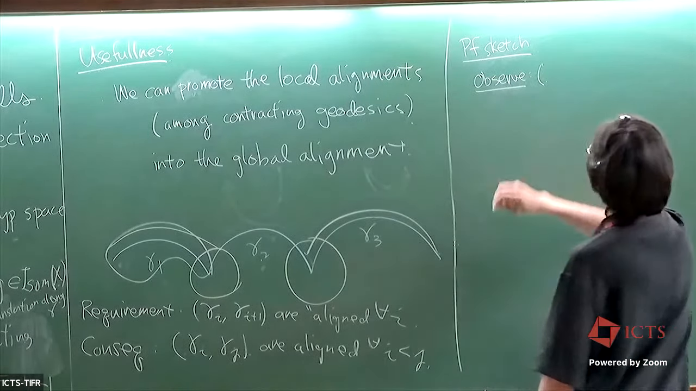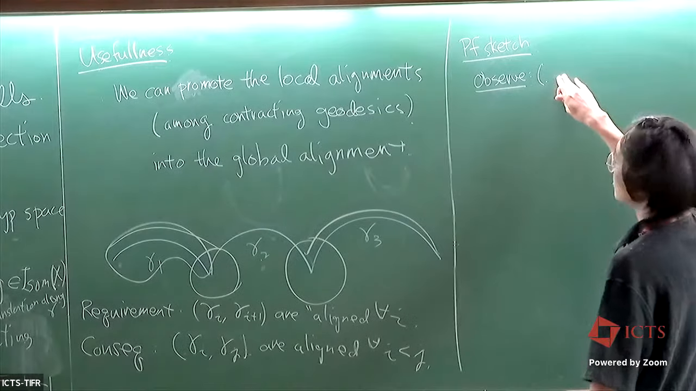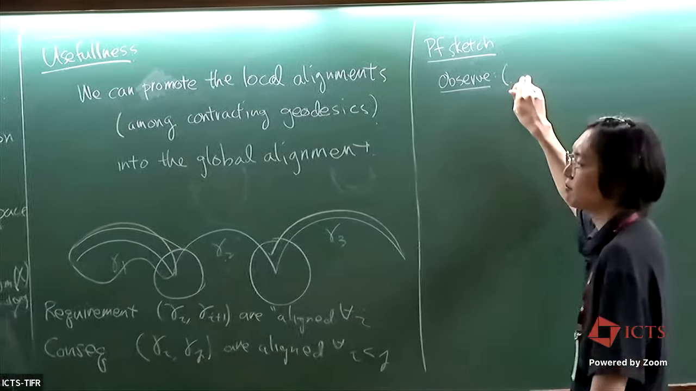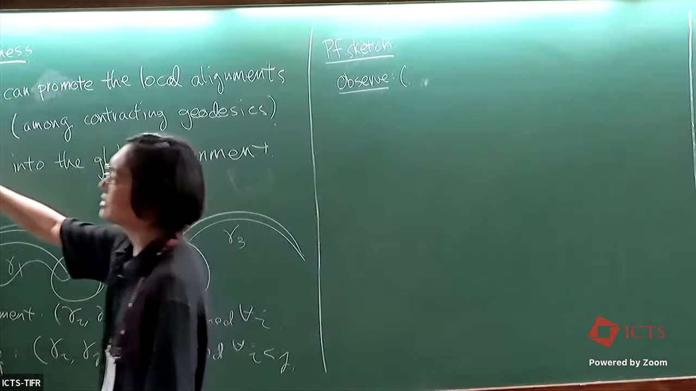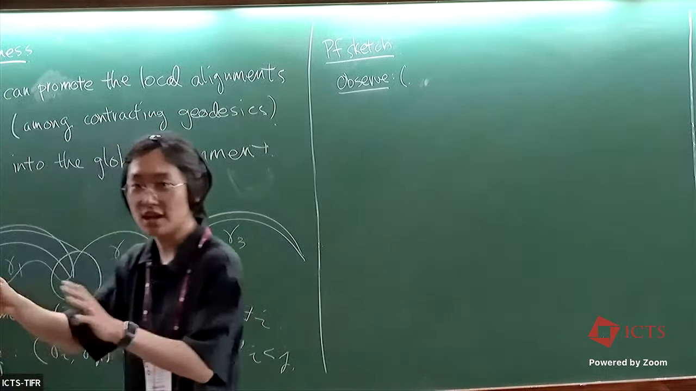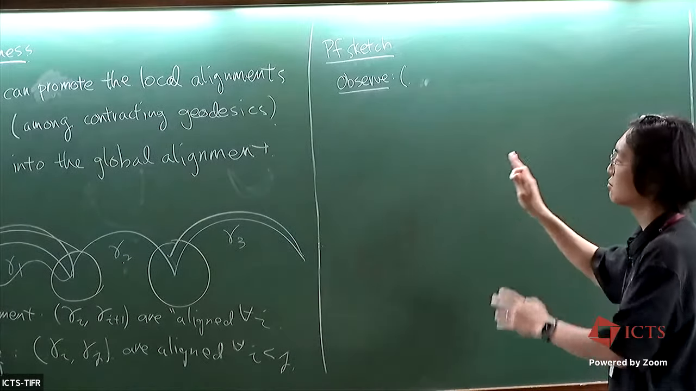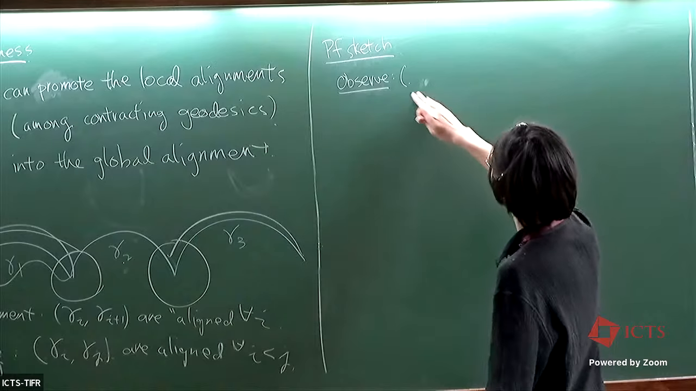This is sometimes called the bounded geodesic image property. So it has its own name, but some people also use it as the definition of the contracting property. It could be confusing, but they're really the same. So I'm going to state some properties of strongly contracting geodesics.